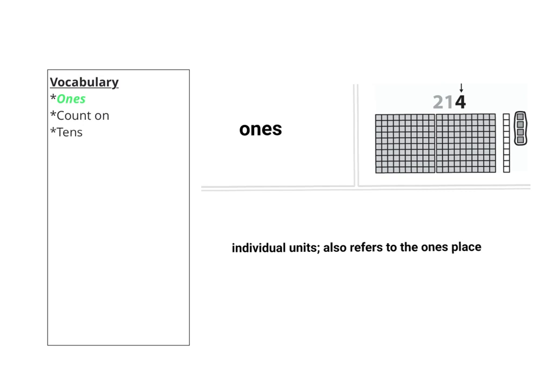This slide is about ones. So ones are technically the last number in the number we are given. It is an individual unit, also referring to the ones place.